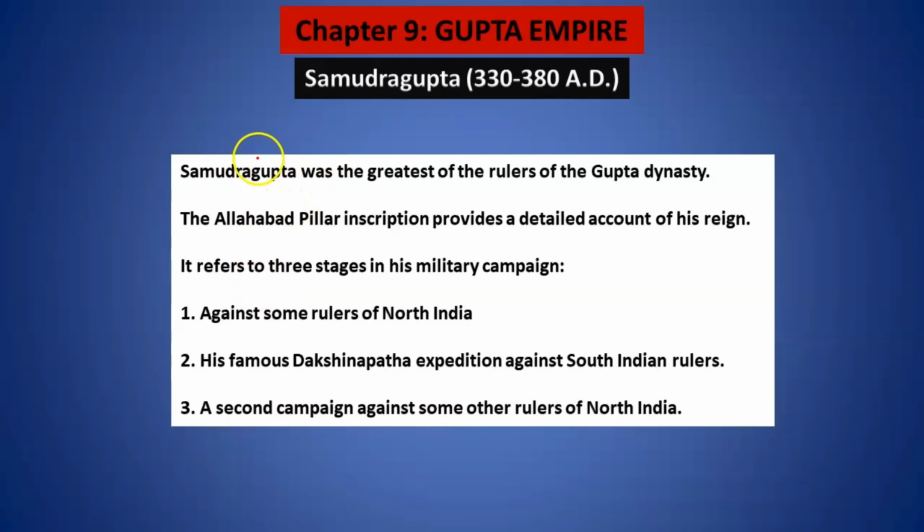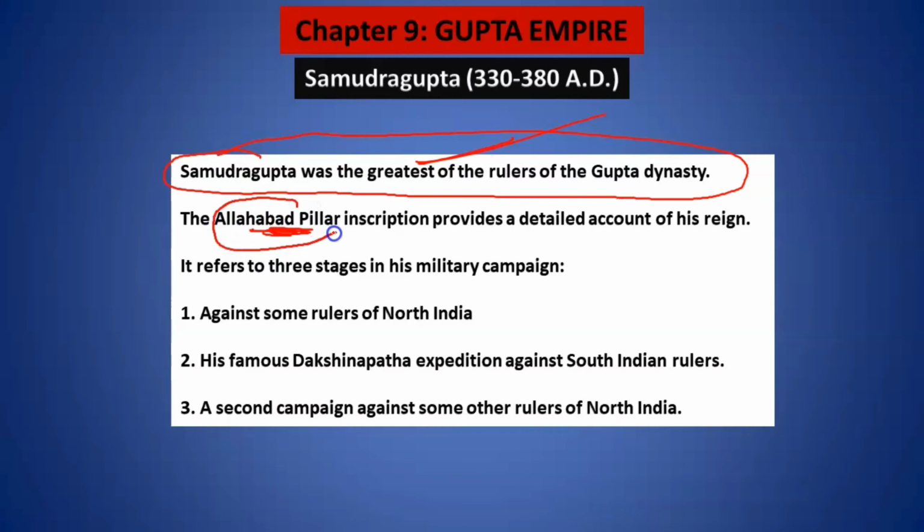Now, after that, he is Samudragupta. He is also regarded as the greatest ruler. We will come to know about it why. And as I have already told you that in the Allahabad pillar inscription, we come to know about him. I have already showed you this in the previous slides.